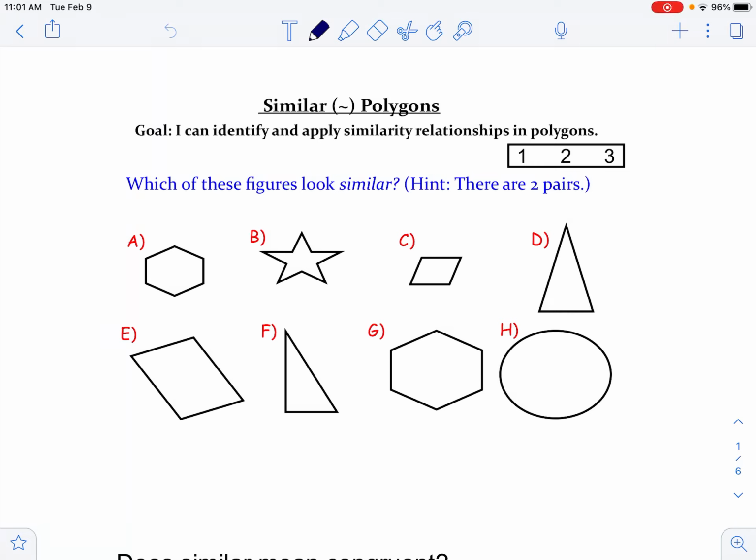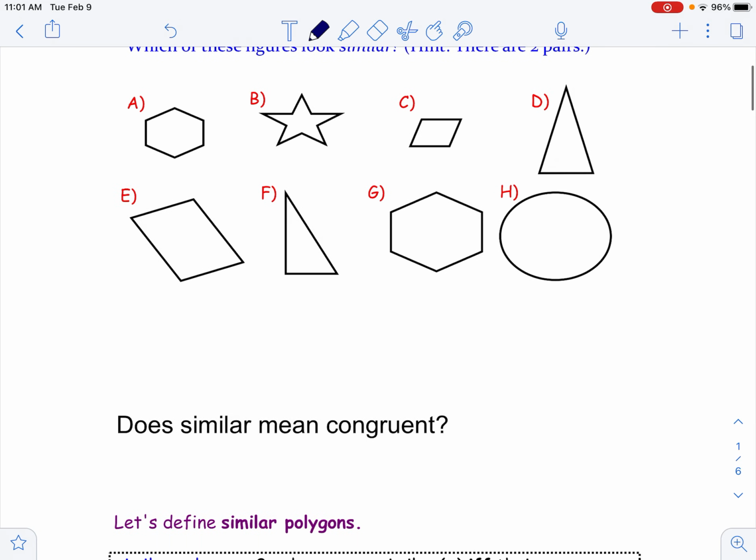All right, this section is on similar polygons. The symbol for similar is written right here. It's called a tilde. It's like what's above the congruent symbol, so it looks like this. Okay, that means similar. All right, our goal for today is I can identify and apply similarity relationships in polygons.